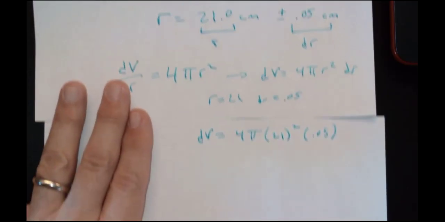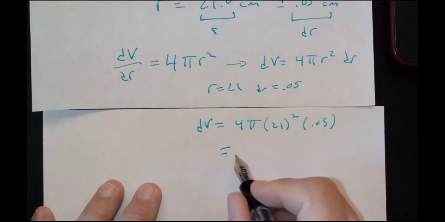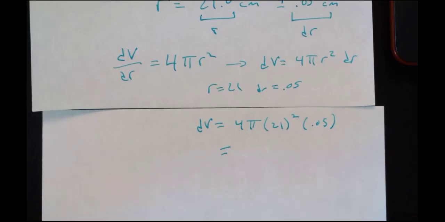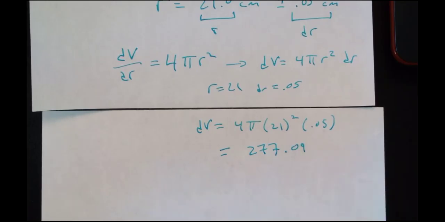Notice R is in centimeters, dr is in centimeters. This result is in cubic centimeters. That matches the units for volume. I want to know the possible error in volume. I'm going to end up with a number of cubic centimeters. Somebody give me a number. No, give me this number. What's the value of this? I could be off by a quarter liter.